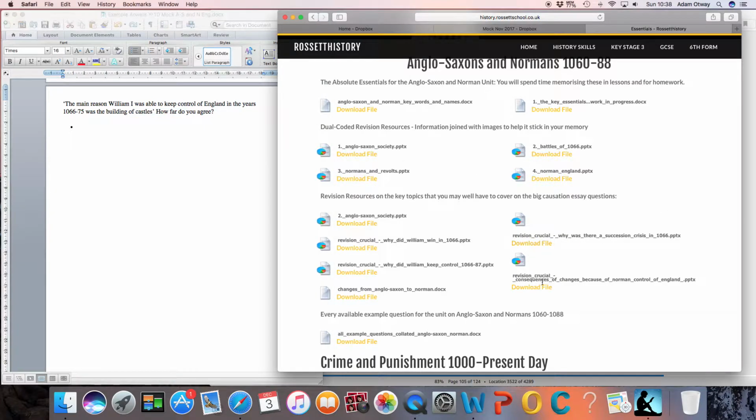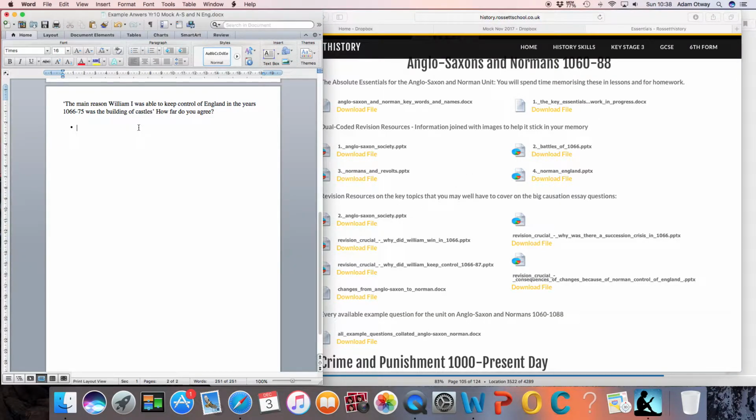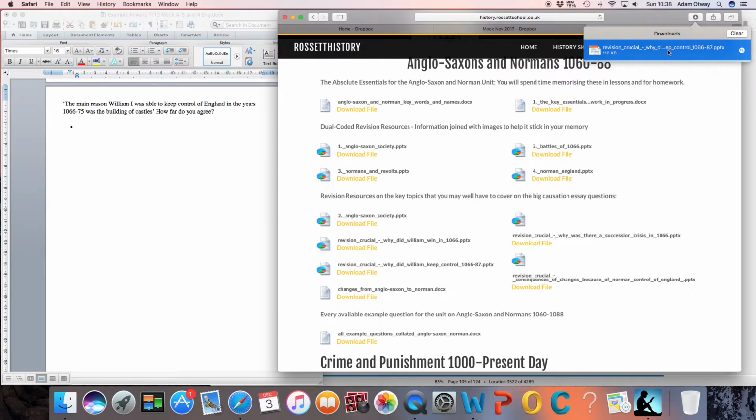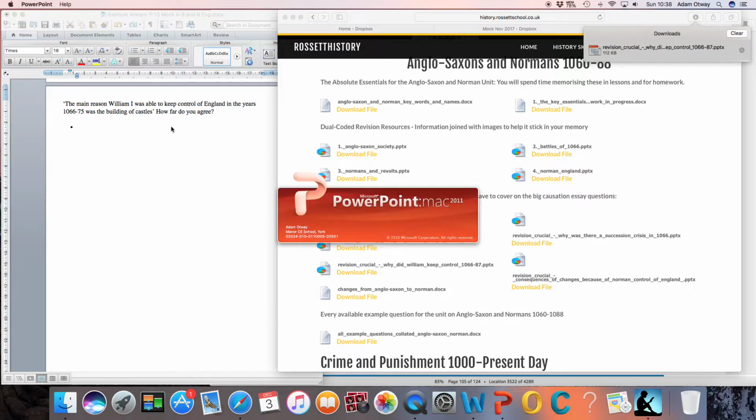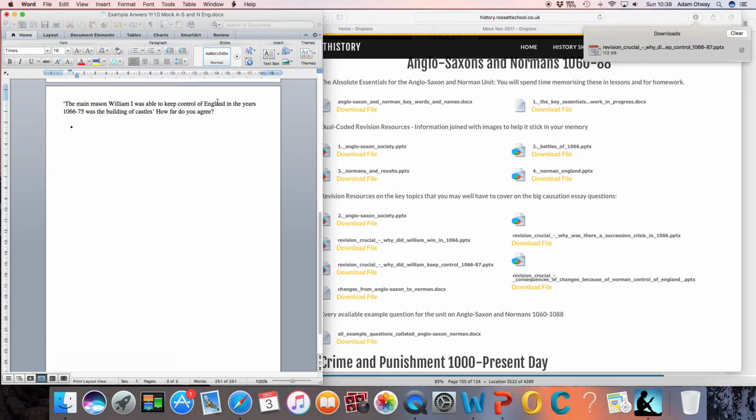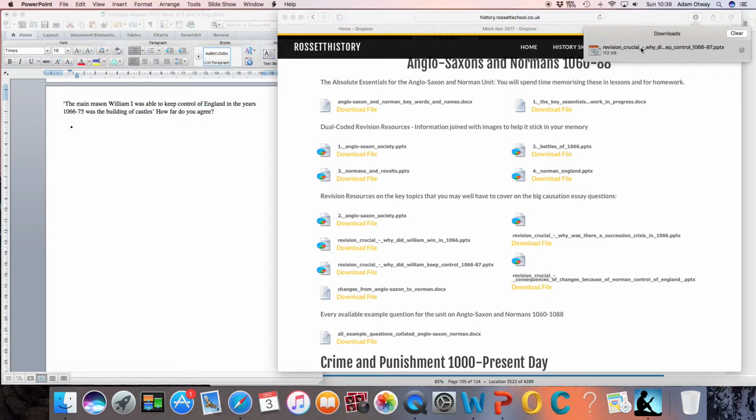Oh look, put too many L's in William. So where are we? Consequences of Norman control. Right, we go. Why did William keep control? Well, the stem here is asking about castles. We've got to have a line of reasoning. Has it downloaded it? Yes, it has. And I've set out this revision page into paragraphs that you can use, because this is a common sort of question you could get. It might say the main reason William was able to keep control was something else in the stem, and you'll see some potential options here, hopefully.